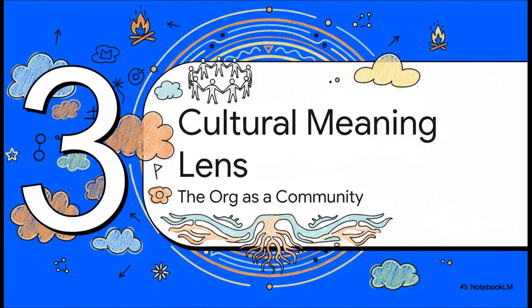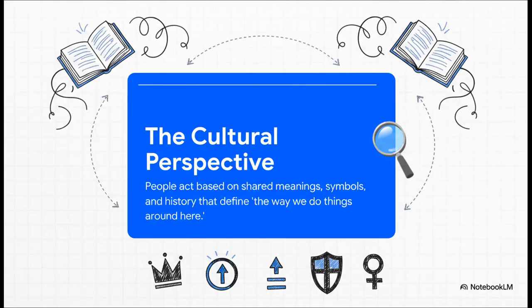Now, our third lens goes even deeper than formal structures or power plays. The cultural meaning lens views the organization not as a machine and not as an arena, but as a community, or maybe even a tribe, that's bound together by a shared reality. This perspective is all about the unwritten rules, the stories people tell, the symbols that matter, and the shared history that gives everyone a sense of identity and belonging. The assumption here is that our actions are guided by these shared meanings, that collective understanding of what's important, what's valued, and what it really means to be a member of this group. It's the way we do things around here.